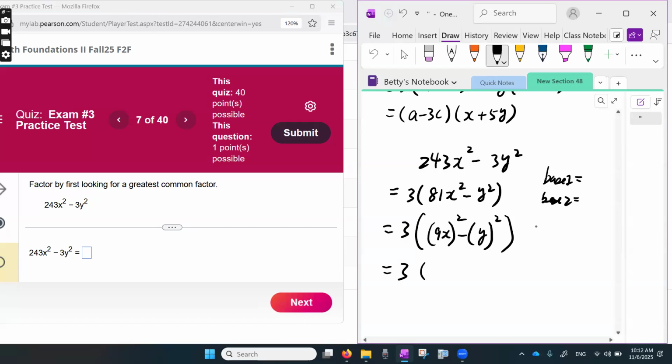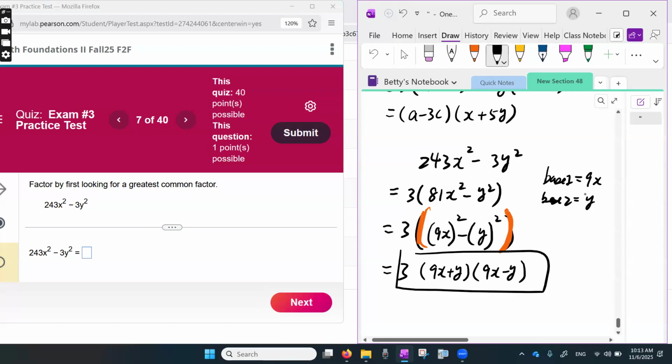Inside the parentheses, I'm talking about inside this red parentheses, we have a difference of two squares. The first base is 9x. The second base is y. And we have the difference of two squares factored as base 1 plus base 2 times base 1 minus base 2. This is the final answer, right?